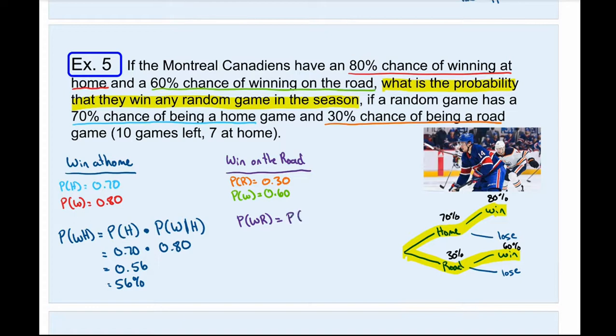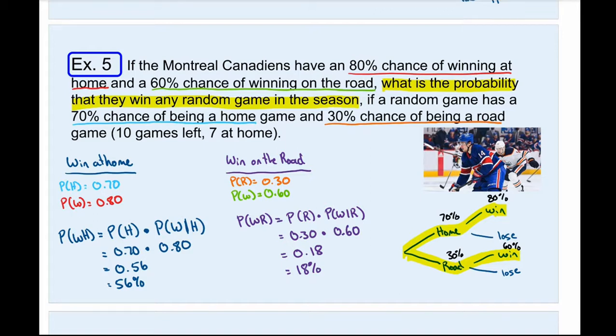So the probability of it being a road game times the probability of them winning, given that it's a road game. I'm going to have 0.30, so 30%, times a 60% chance that they win that road game. Multiply that together, and I get 0.18, or 18%. So there's an 18% chance that they win a random game if it's on the road.